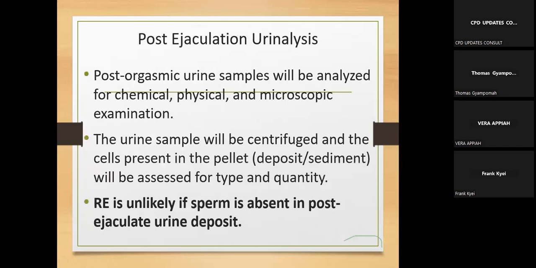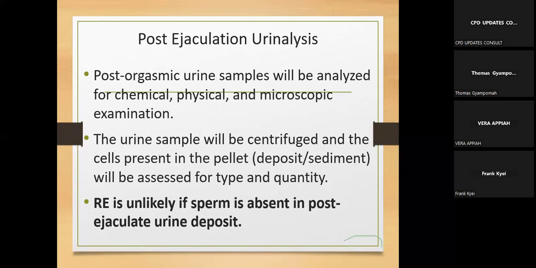So the urinalysis. Like I said earlier, the post-orgasmic urine samples will be analyzed for chemistry, physical, and microscopy. The urine sample will be centrifuged, and I've talked about the physical and chemistry already. Then the microscopy: the urine sample will be centrifuged and cells present in the pellet. Pellet here, we're talking about deposit or sediment, will be assessed for type and quantity.